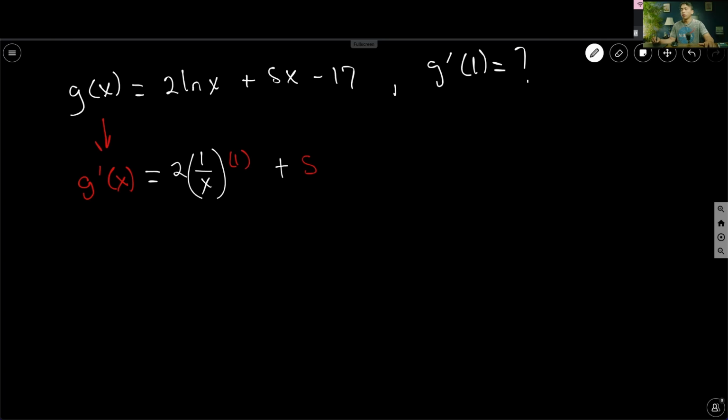And now they want us to plug in 1 into that equation. So then g prime of 1 is equal to what? We have 2 times 1 over 1, plus 5. So then it's equal to 2 plus 5, which is equal to 7.